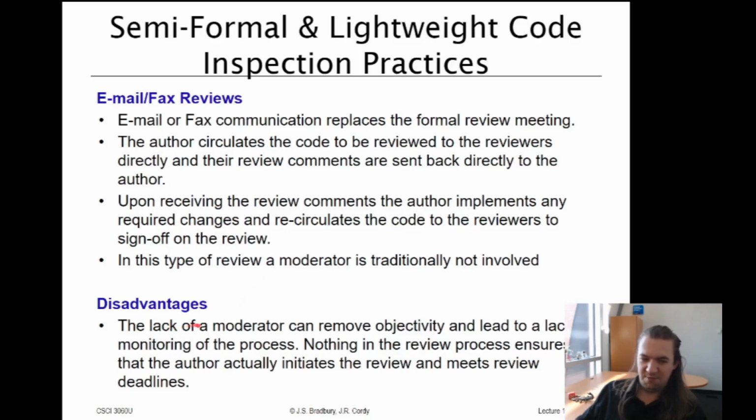But again, same idea as before, no moderator, less objectivity, less monitoring. Same thing with, how do you know the author actually listened to any of the advice and did anything about it? You don't really know.